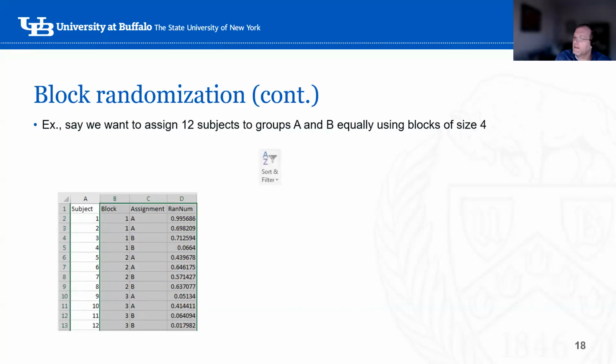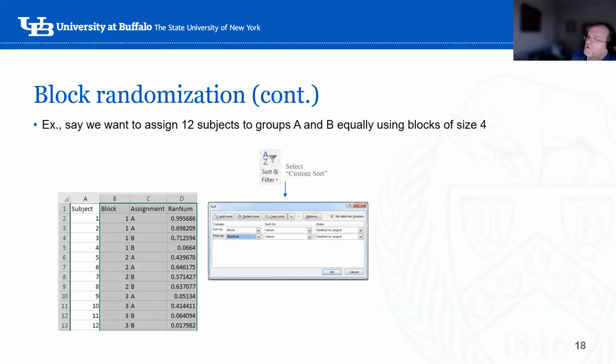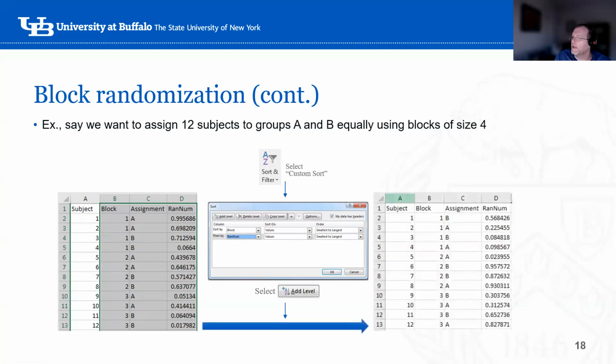Now, one thing I've got to be a little bit careful of when I do this sorting is I do not want to sort by D alone, because that will mix up the A's and B's across the blocks. I want to mix up the A's and B's within the block. So I am going to first sort by block, and then after block, I'm going to sort by the random number. So it's important that you add that extra level when you're sorting, and that will, again, create your randomization list that you need. And this is something that I actually use a lot.